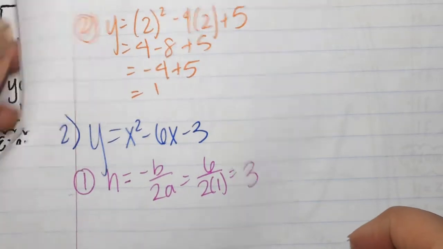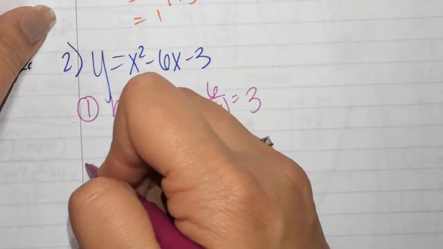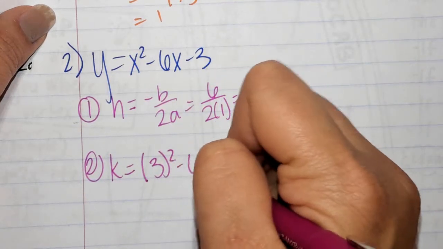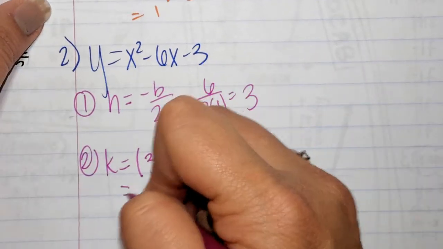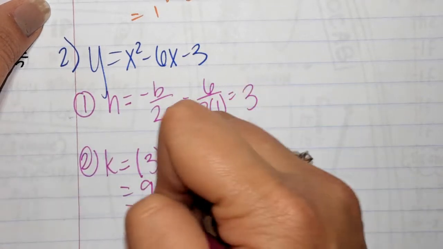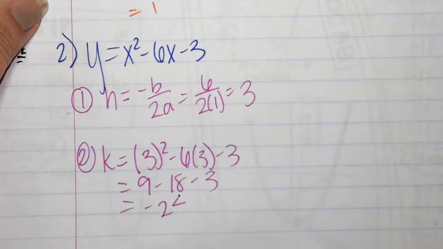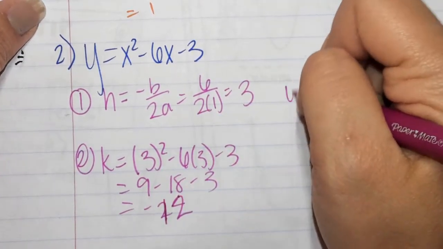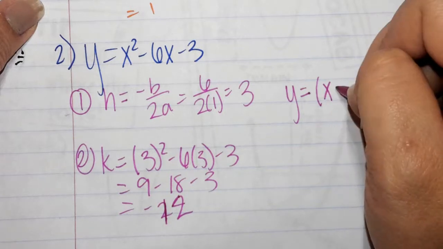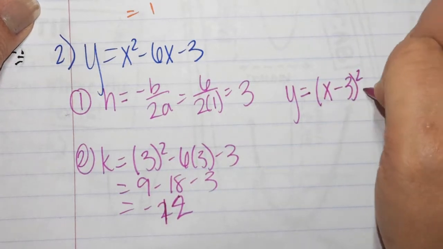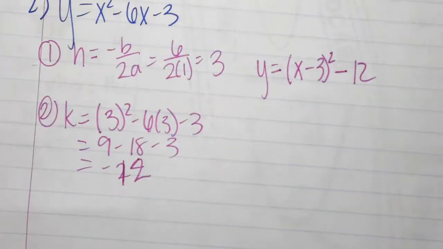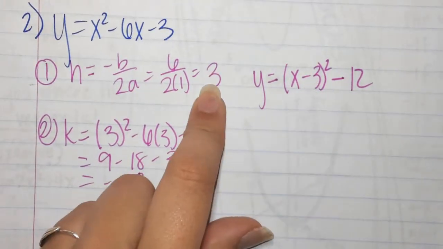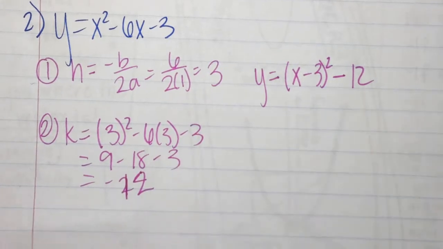So I get 3 for h. And for k, did you get... Don't tell me. Negative 12. Should I get negative 12? Yeah. So then you got y equals x minus 3 squared minus 12. Okay, I didn't know how to do that part. So this is always the opposite of whatever this is. And then you just put this number there. I got the numbers right.